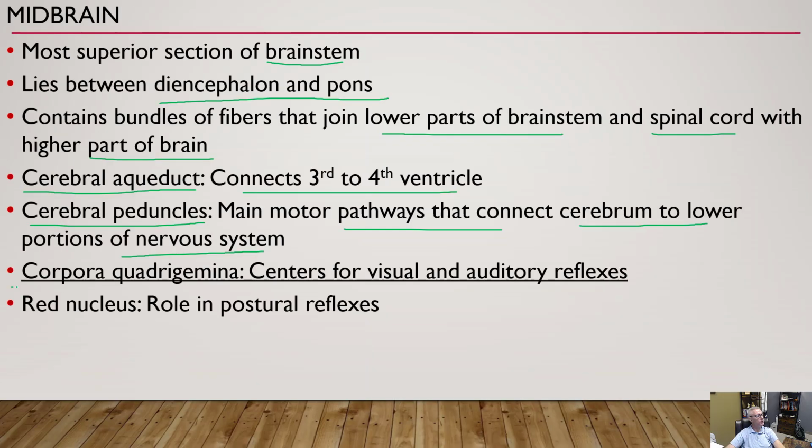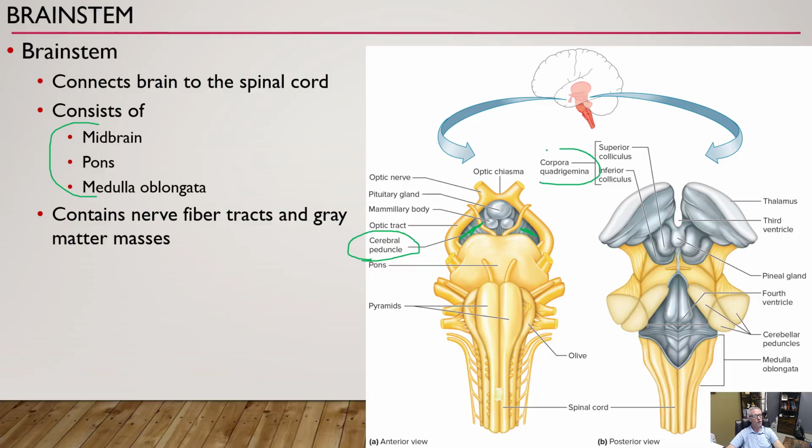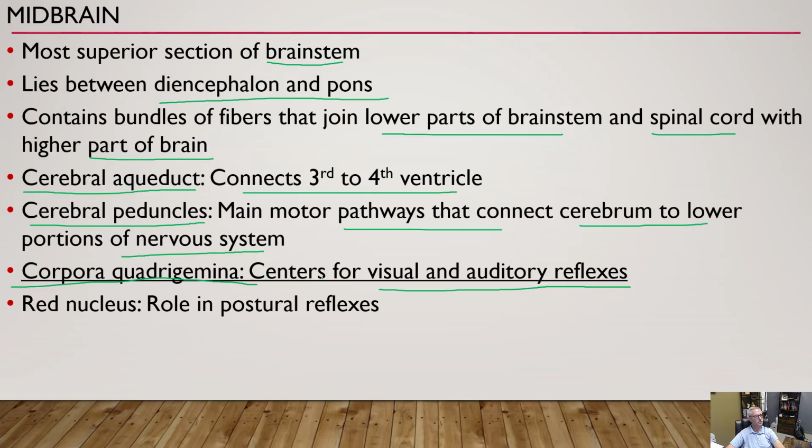All right, we also have this structure called the corpora quadrigemina. The corpora quadrigemina, right here, handles visual and auditory reflexes. We also have this red nucleus, basically postural reflexes, helps with your posture.